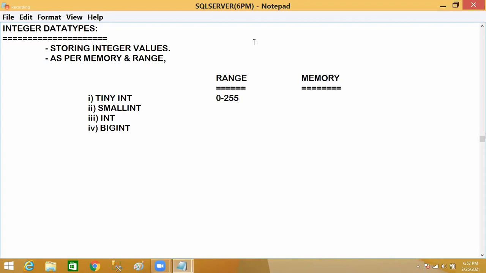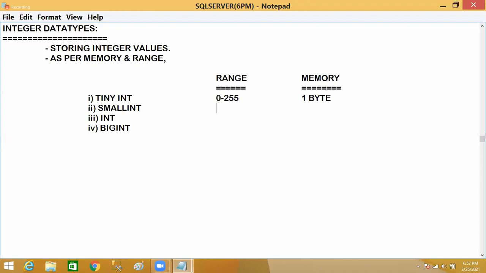If a user tries to store the number 256 here, it immediately shows an error, because the value is out of range. And in terms of memory, 1 byte of memory is occupied.